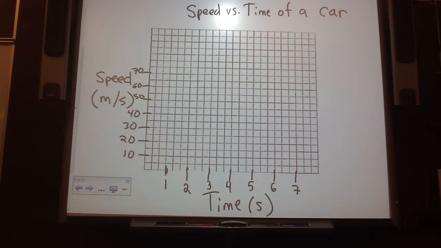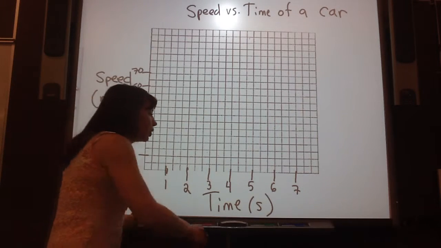Okay, if I would have chosen 3 boxes for that, that probably would have been okay too. I would have been a little bit more spread out. That would have been fine. That would have been nice. But it's okay. All right, so now you can plot your data.